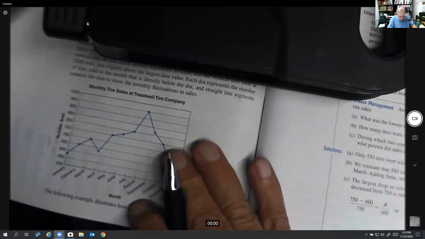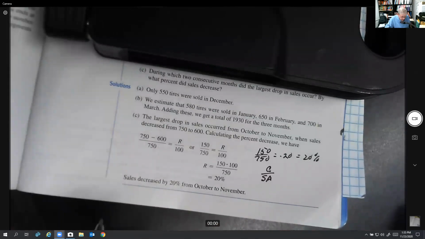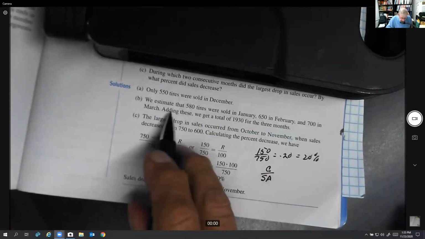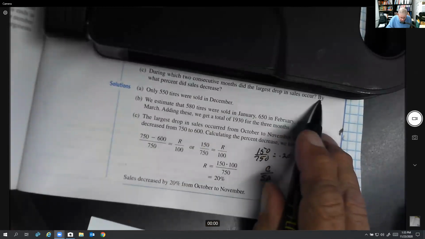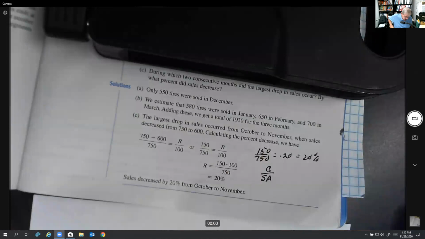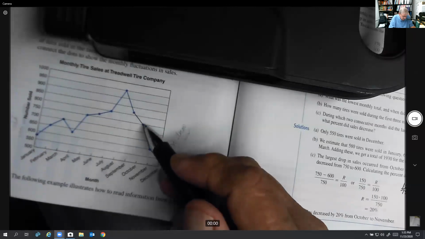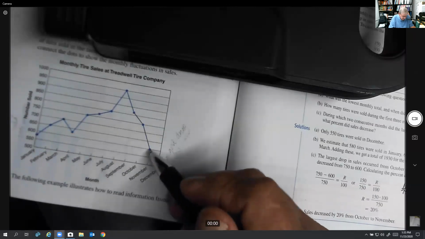Okay, then the last one, and this one's kind of the hardest one, I'll show you what they did. It says, during which 2 consecutive months did the largest sales drop occur, and by what percent did the sales decrease? So they said, if you look at this graph, there's a big fall between October and November. That was the biggest decline.